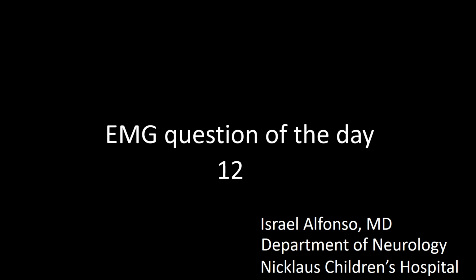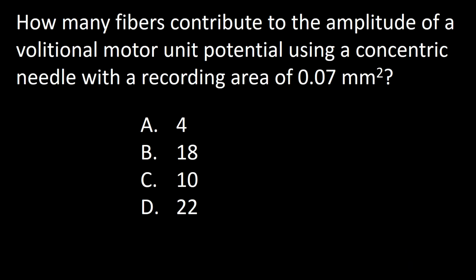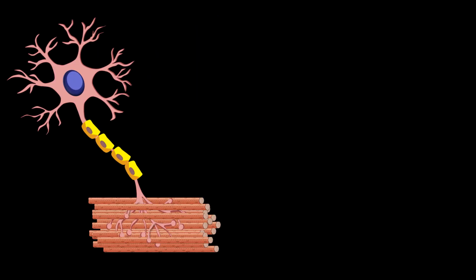EMG question of the day. How many fibers contribute to the amplitude of an evoked motor unit potential using a concentric needle with a recording area of 0.07 square millimeters? A. 4, B. 18, C. 10, D. 22.